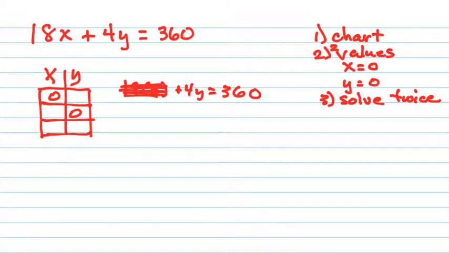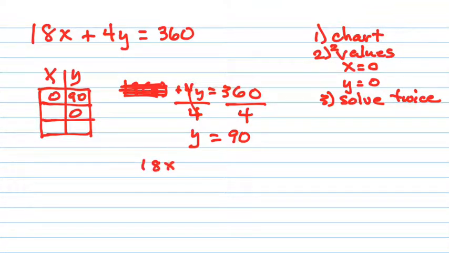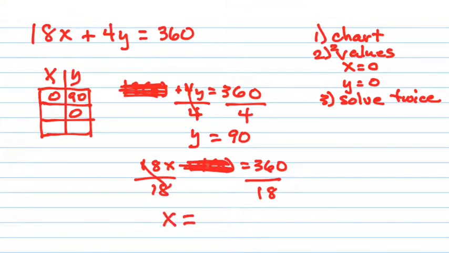Now I got to get that four away from the y. It's connected with multiplication, so I solve it by dividing both sides by what? Four. Over here they divide away, and on this side gives me what? 90. Right? 360 divided by four. 36 divided by four is 9, and the 0. Now I'm going to do the second one, but this time I'm not going to use x equals 0, but y equals 0. So 18x plus 4 times 0 equals 360. The 4 times 0 is gone. I got to move the 18, so both sides divided by 360 divided by 18. Which gives me x equals what?